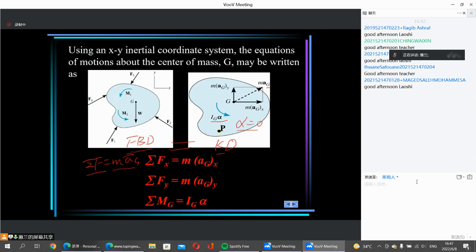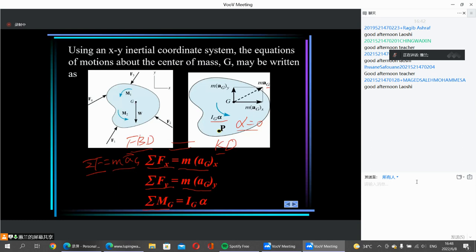Generally speaking, in a Cartesian coordinate system, we have the x component of the resultant force of the real force system equal to the x component of the kinetic force. Likewise, we have the y component of the resultant force from the FBD equal to the y component of the KD. And not only should the resultant forces of the two force systems be equal, the moment about any point should also be equal. Generally, we can choose the mass center G to write down the moment.